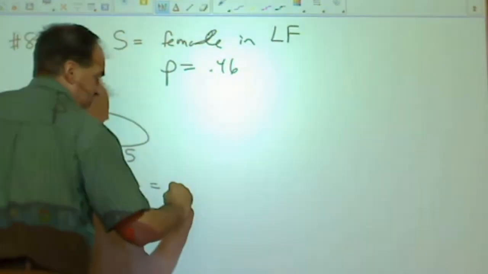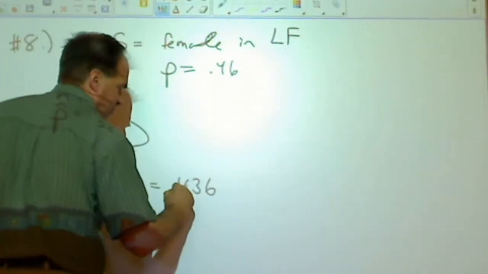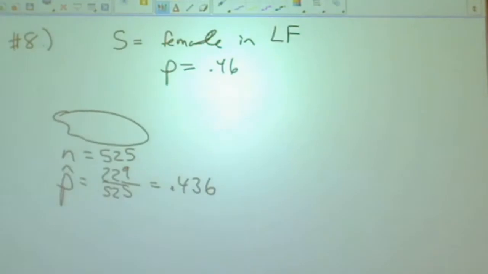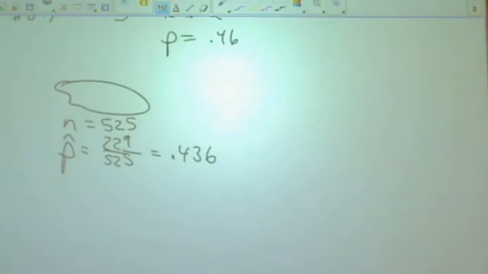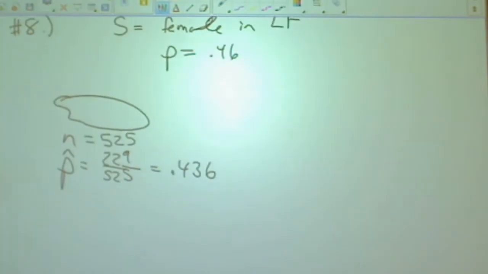Well, I got 0.436. 0.44 would be just fine. Not sure if we'll use the 0.46 given or not. This is the sample. We want a 90% confidence interval.